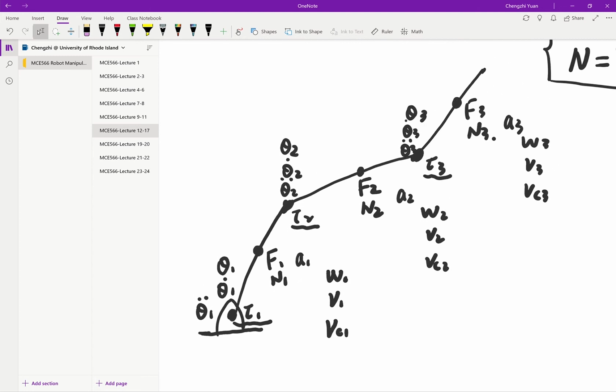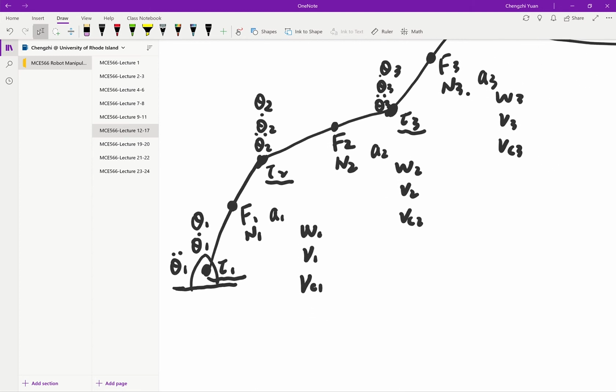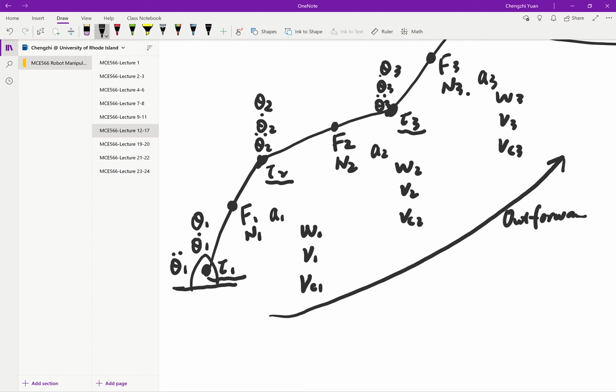The first step to get all these variables is going through the forward iteration steps. We start from the base frame and go forward in this direction, calculating the angular velocity and linear velocity of each joint or each link. This is the outward iteration. The reason for doing this outward iteration is that we start from the base frame, and its linear velocity and angular velocity are already known to you. Again, they are mostly equal to 0.